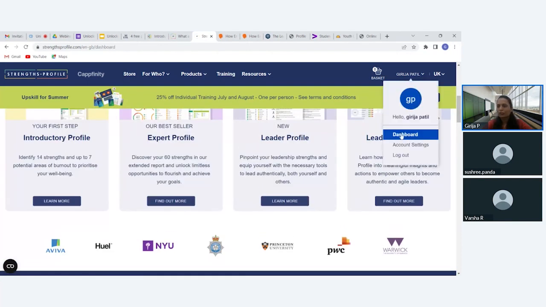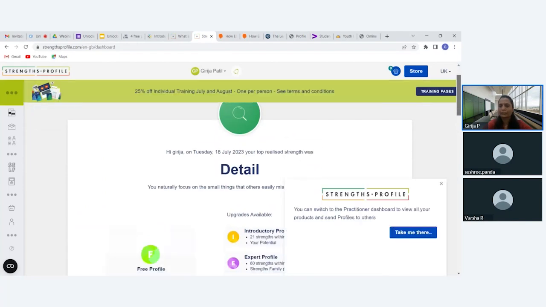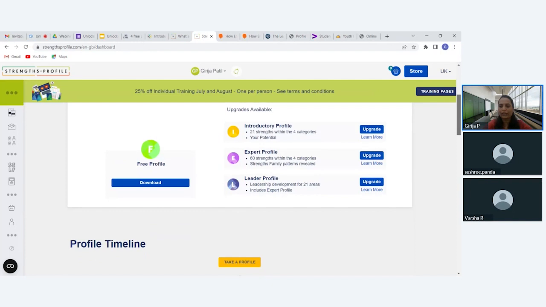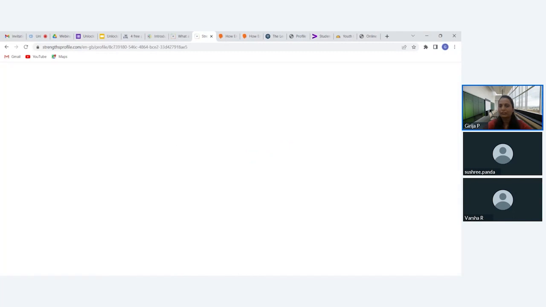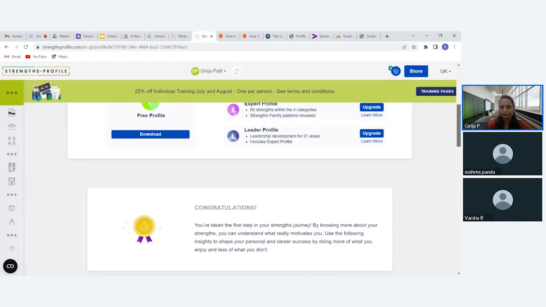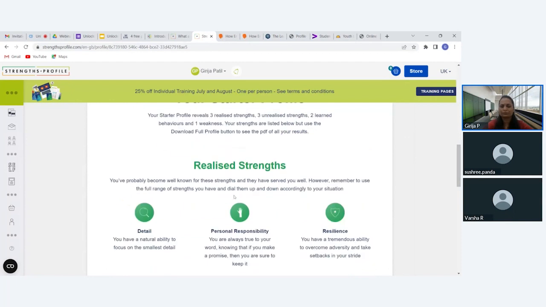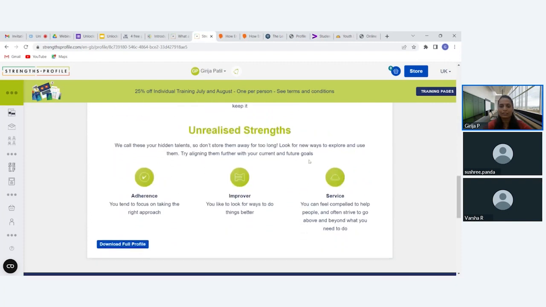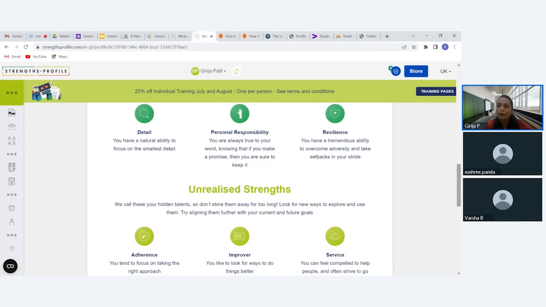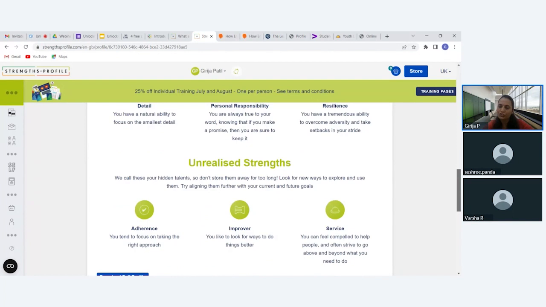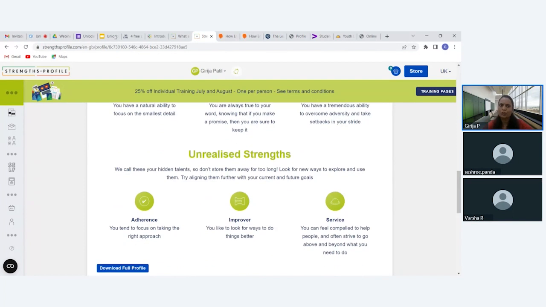So I can go to my desktop. Once I log in here, I can take the test, and it will generate my desktop. And here I can get all the reports regarding me. So you can view your profile. It will give you all the details, like what kind of real strengths you have, your natural abilities, your personal responsibilities, and your unrealistic strengths. It can help you understand what strengths you think you have, and the unrealized strengths which you are not aware of, and you will get to know through this test. So you can use this test to understand yourself.